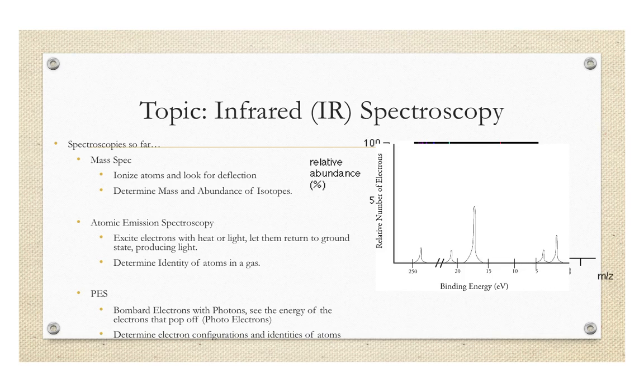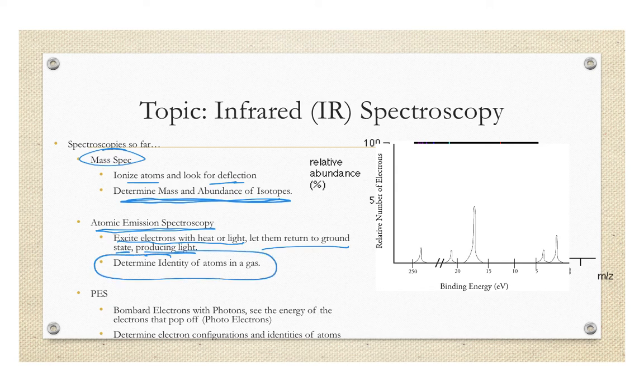All right, so far we've had a bunch of different kinds of spectroscopies. We've talked about mass spectroscopy, where we ionize atoms and look for their deflection, and that helps us determine the mass and abundance of isotopes of an element. We've talked about atomic emission spectroscopy. This is where you excite electrons with heat or light, put them through a prism, and then let them return to ground state, producing spectral lines. And that lets us determine the identity of atoms in a gas.